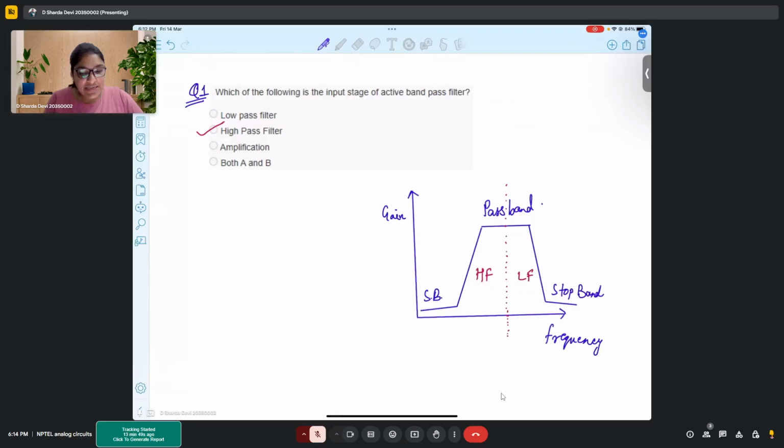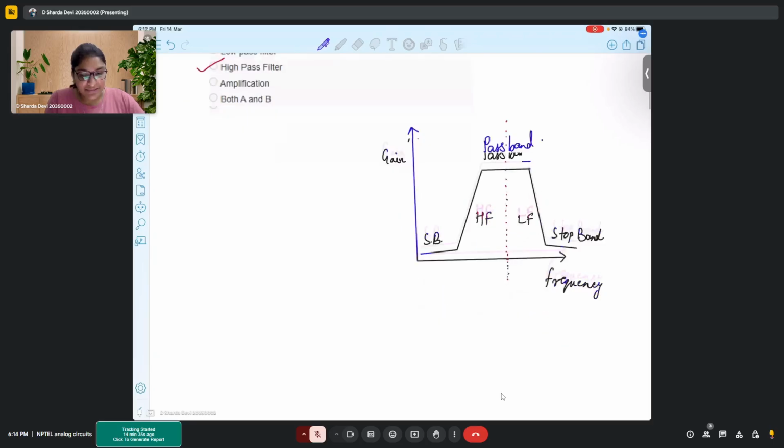So the first question was which of the following is the input stage of an active band pass filter. We discussed last time that a band pass filter is a filter that passes a certain band of frequencies, and the frequency response for a band pass filter looks somewhat like this. If we look from lower to higher frequency range, and see what is my input stage first, then we can first do the high pass filtering, then we can go for low pass filtering to obtain this band pass filtering behavior. So that's why we said that the input stage of an active band pass filter is a high pass filter.